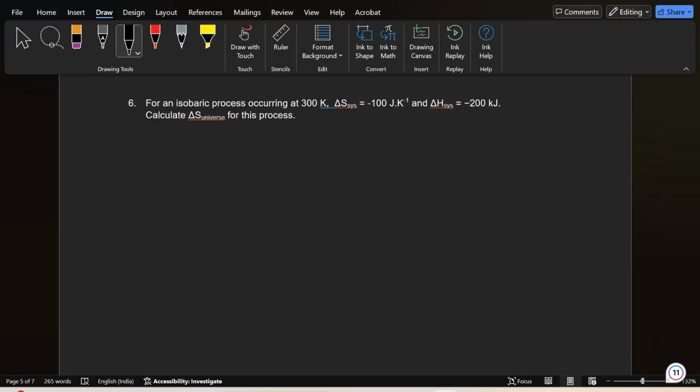So in this problem, we consider a system undergoing an isobaric process at a temperature of 300 Kelvin, which is given. Then we have the delta S of the system, which is minus 100 joules per Kelvin. They have also given the enthalpy change of the system, which is minus 200 kilojoules. That means the enthalpy of the system is decreasing, and they're asking us to calculate the delta S universe. Can you tell me how we can go about this problem?